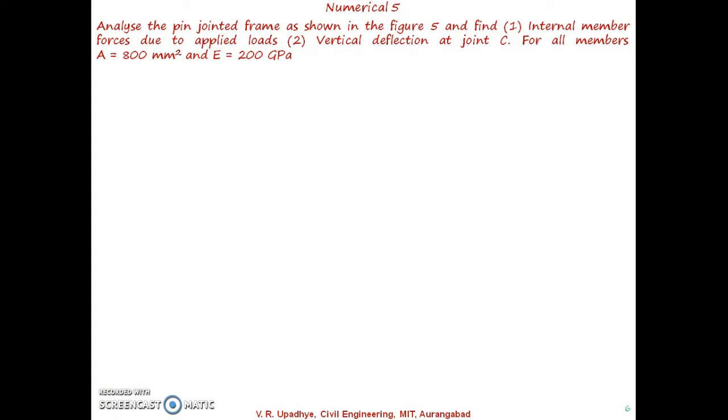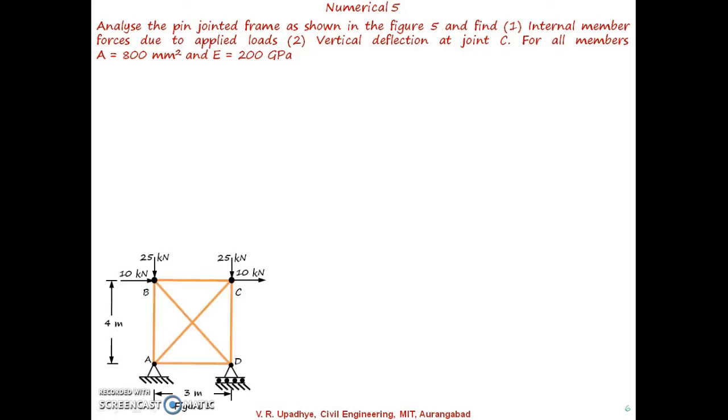The statement of the numerical is something like this: analyze the pin jointed frame as shown in the figure 5 and find the first part, internal member forces due to applied loads, and the second part of the numerical is vertical deflection at joint C of that particular truss. For all members it is given that area of cross section is 800 millimeter square and Young's modulus is 200 gigapascal. So the diagram is something like this.